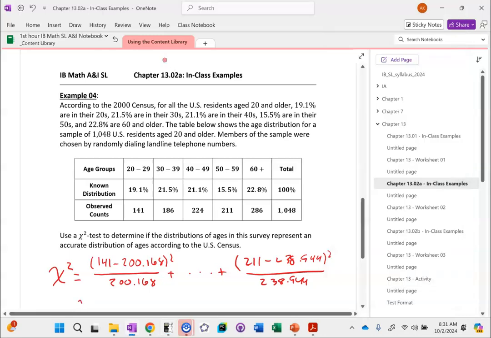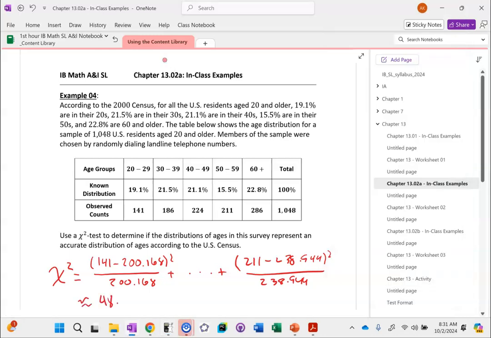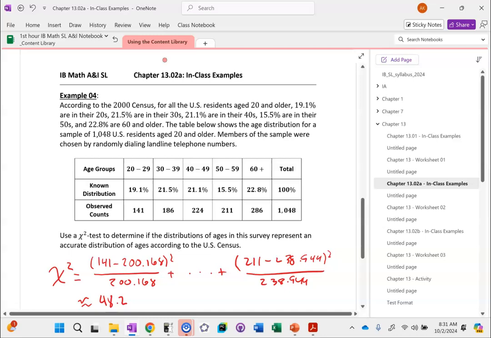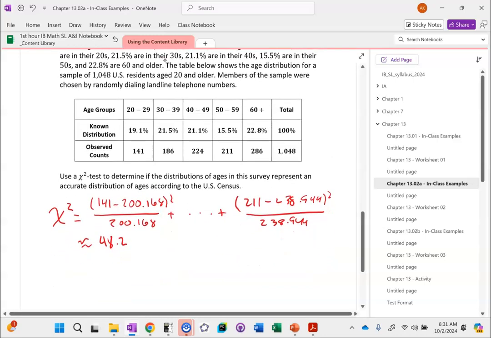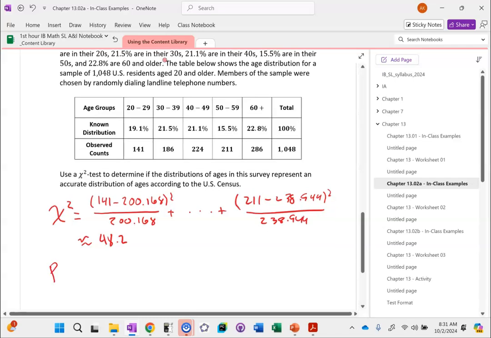approximately 48.2, rounded to 3 sig figs. I would say the P was, yes, sir.